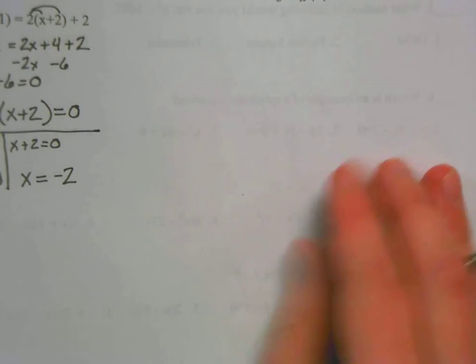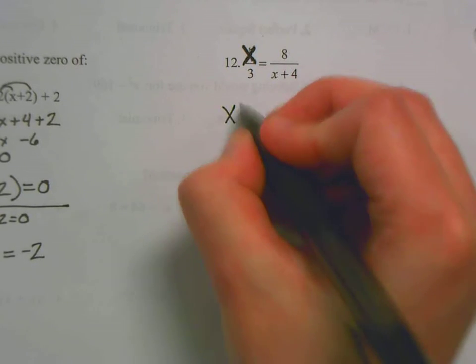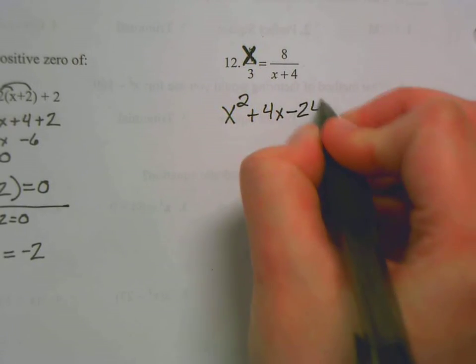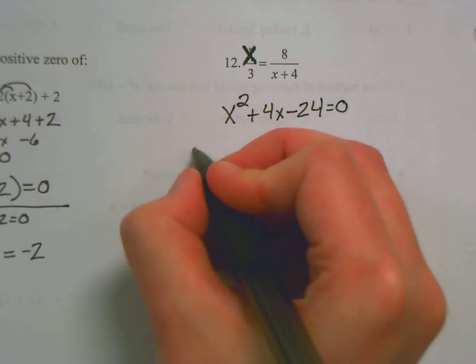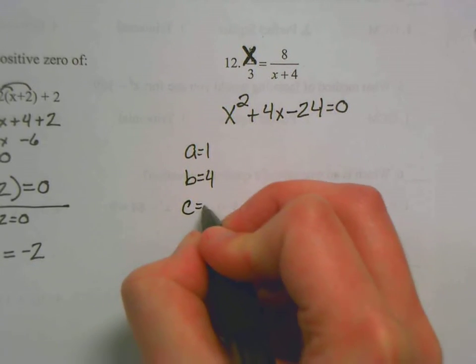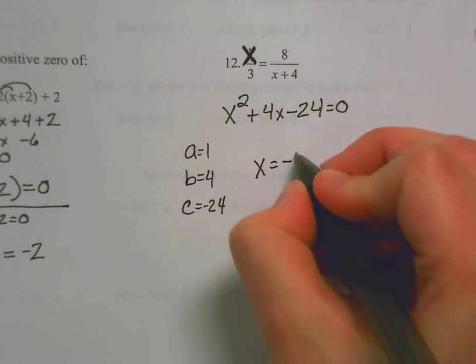If you, again, do not like any other method and you still want to stick with quadratic formula, again, when you cross multiply, you're still going to get the same thing. You're going to have to subtract the 24 over to the other side. So your A would be 1, B is 4, C is negative 24. Plug in would look like this.